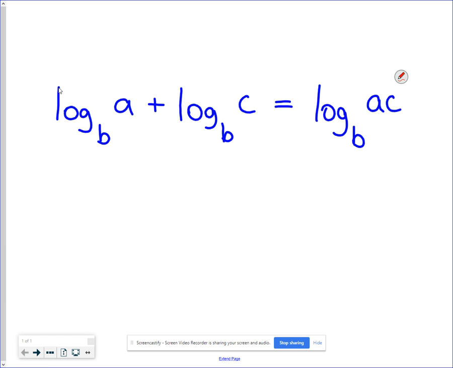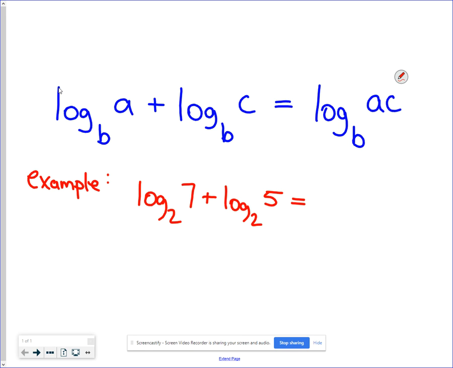Let me give you an example. Let's say we have the following: log base 2 of 7 plus log base 2 of 5. What are we doing here? We're adding two logarithms of base 2. So when you add two logarithms of the same base, you combine them into a single logarithm with the same base, and you multiply these two numbers together. So log base 2 of 7 plus log base 2 of 5 would be log base 2 of 35.